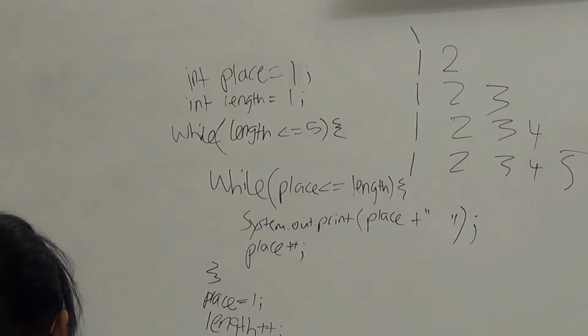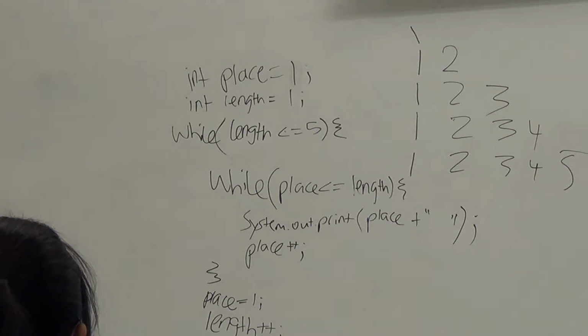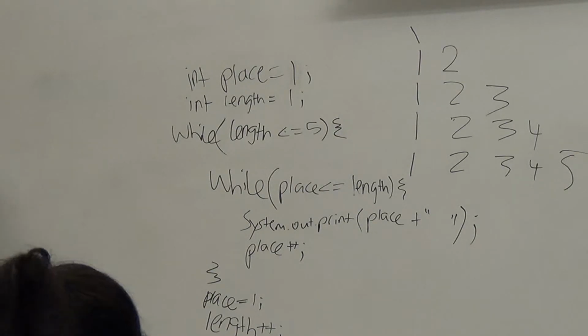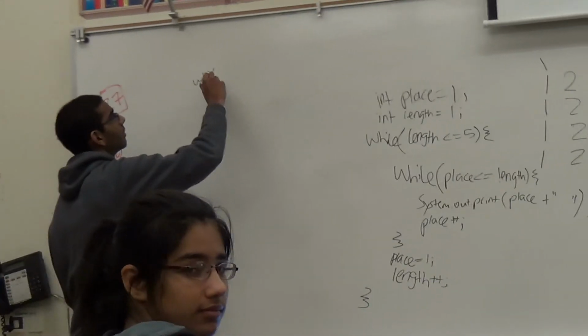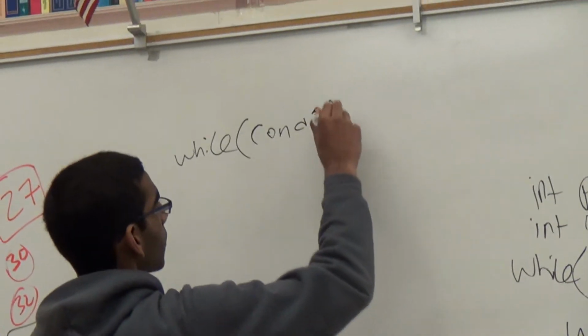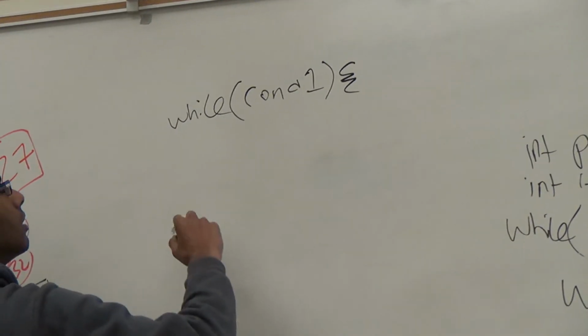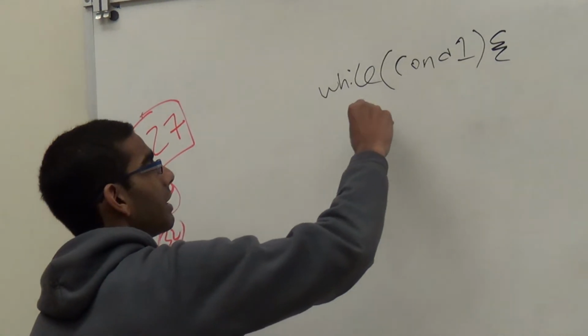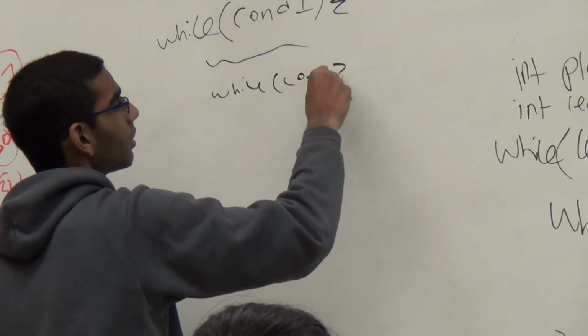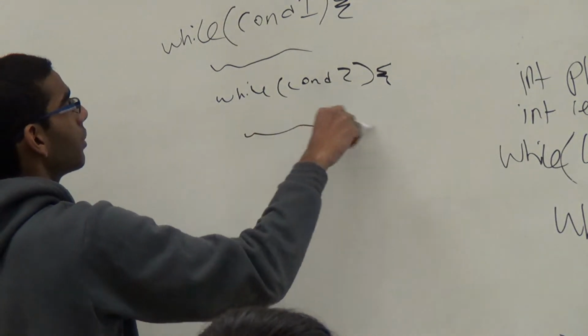So how do you explain a while loop inside a while loop? It's called a nested while loop. So let's say I have while condition 1. So let's say you have your code here, right? And then you have another while condition 2. You have more code here.